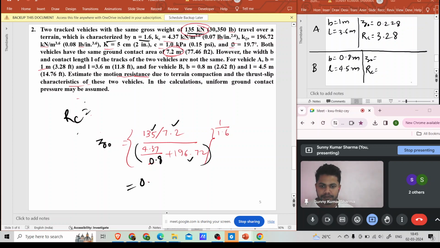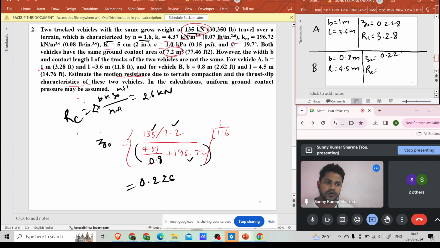0.226, sir. 0.226. When you put this value into the leakage expression at 0 plus the answers to the plus 1 gas and this one, you will get 2.6 kilometer. So Z0 is 0.226 meter and this is 2.6 kilometer.